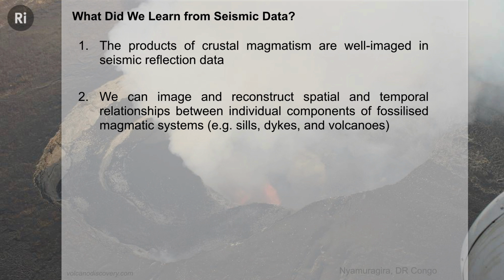What's really neat as well is that we can actually look at the different components. We can look at the plumbing systems, we can look at the sills, we can look at the dikes, we can look at the volcanoes. And from that, using the principle of uniformitarianism, we can try and then understand for modern systems how they behave now and how they may behave in the future, because we have effectively fossilized a volcano. We fossilized a volcano and its plumbing system, and we can image that.